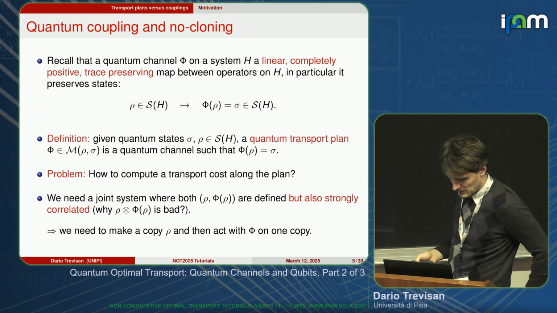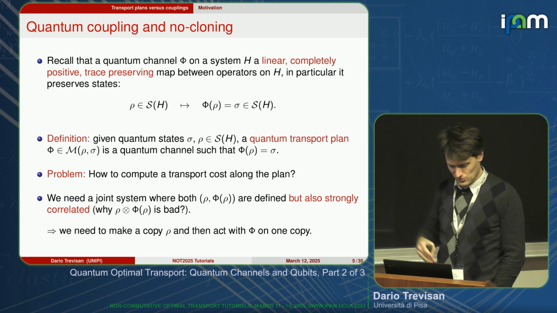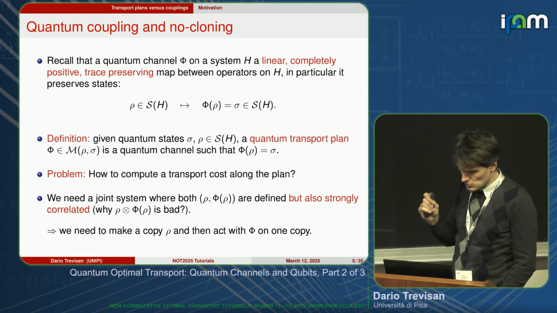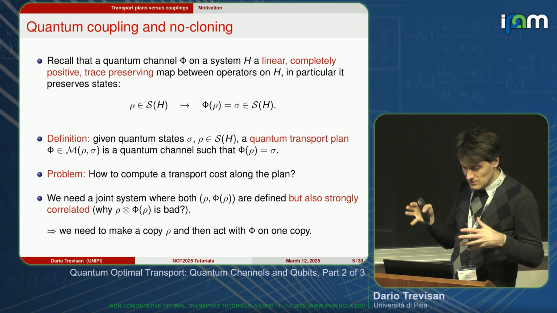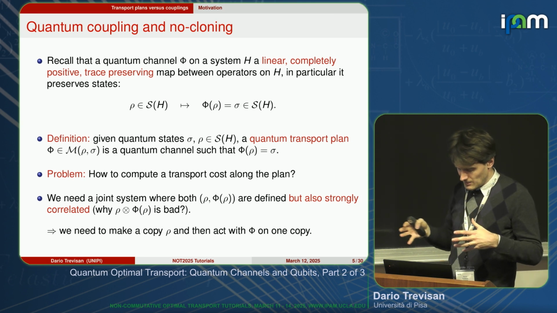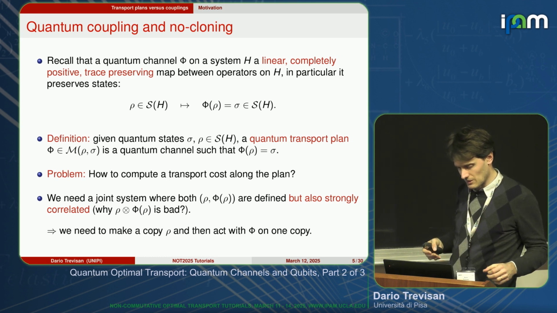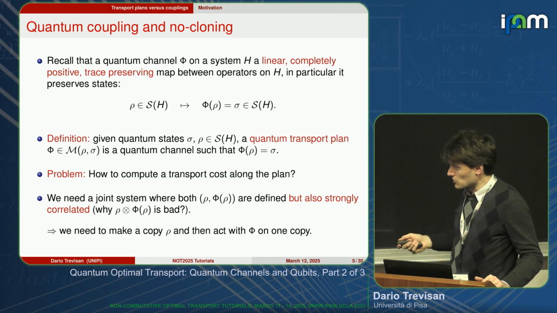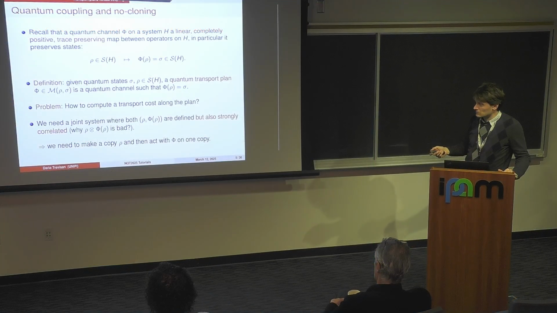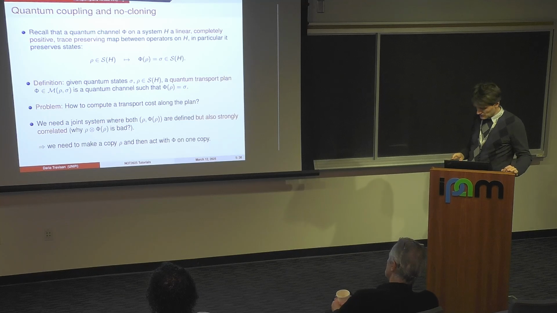Because phi is now an operator which maps operators on H into new operators on H. So it's more complicated than that. What we need is to build a system, and possibly a joint system, where two copies of rho exist, or rather a copy of rho and a copy of sigma, which are the same but strongly correlated. Of course, you can say, well, take the rho tensor product phi of rho, but this will be sigma, so this is just maybe one possible choice, but we want to make these copies very correlated.